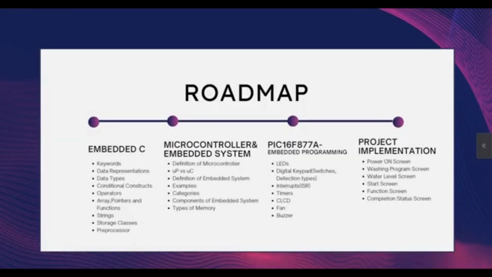This is a roadmap. It consists of four phases. First one is embedded C. Next one is microcontroller and embedded system. Next one is embedded programming on PIC16F877A. Fourth one is product implementation.